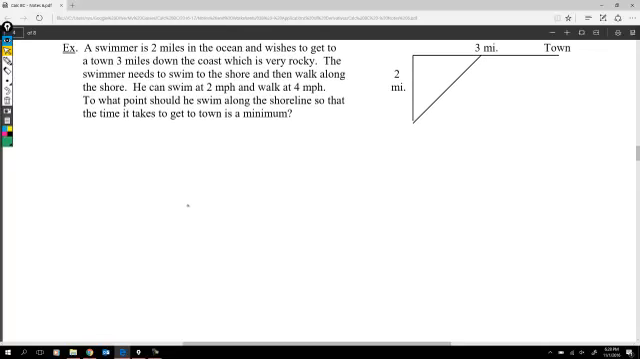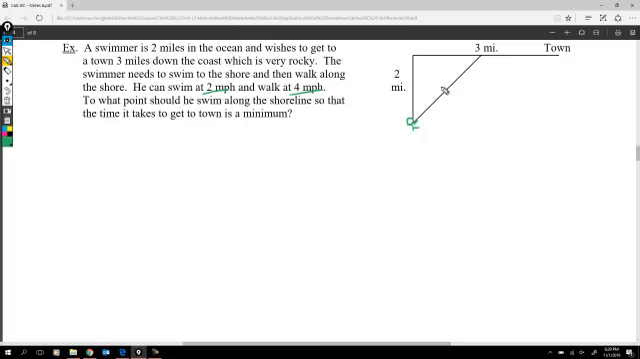All right, let's do an actual word problem now. The gist is I have a swimmer, he's right here, and he wants to go to this town. He's 3 miles away, and he's 2 miles out from the shore. He can swim at a rate of 2 and walk at a rate of 4. It's asking at what point he should swim along the shoreline so that the time it takes him to get to town is a minimum. So we have to balance him swimming versus walking.